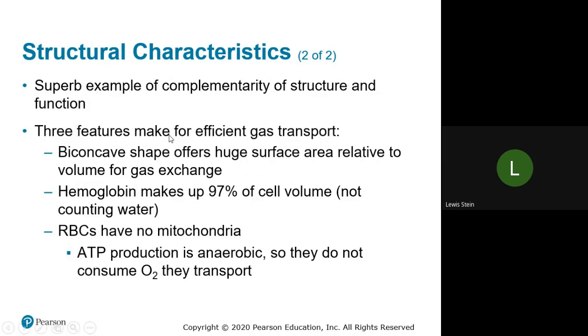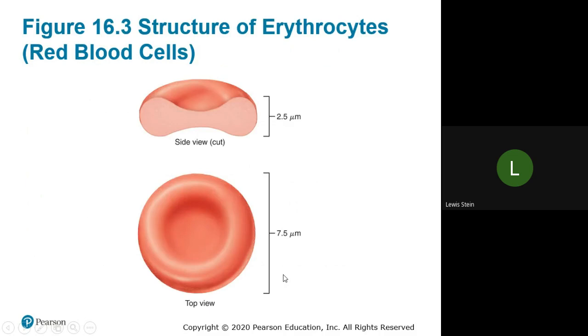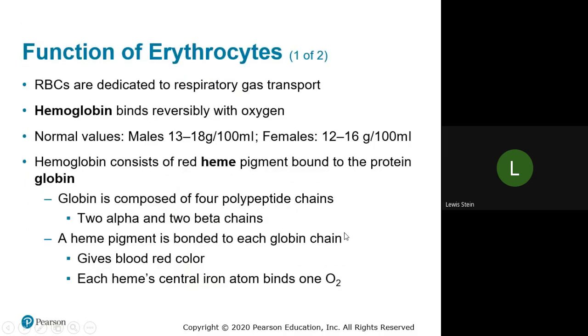So structure and function: biconcave disc, with the absence of a nucleus, 97% hemoglobin, great for ATP production. So this is what it looks like. The reversible binding with oxygen, that's the interesting thing about that. So you're all familiar, and we'll review it again, with the hemoglobin molecule itself. We're going to look at the hemoglobin molecule.